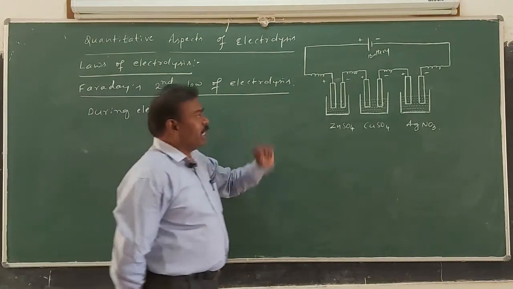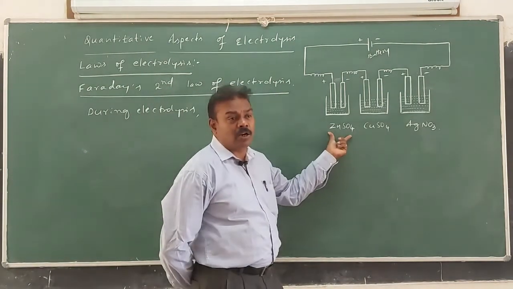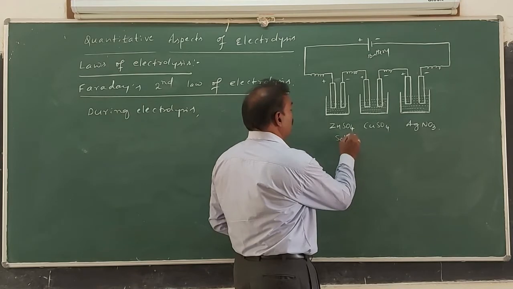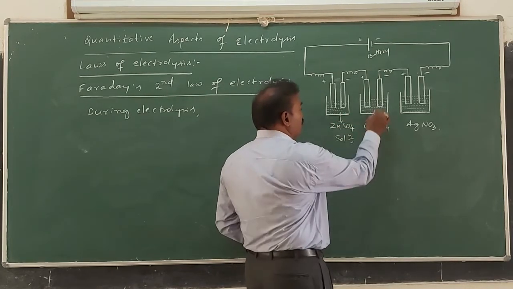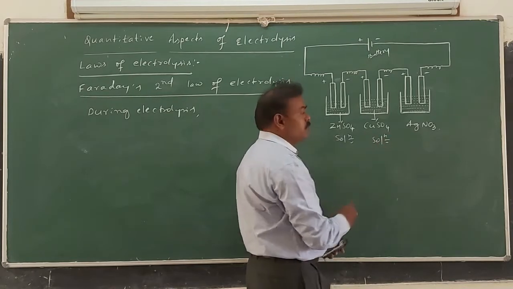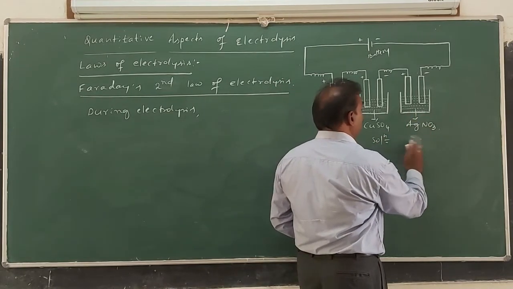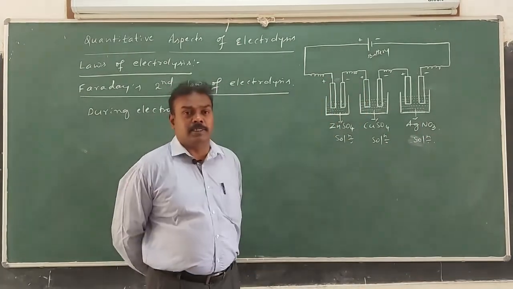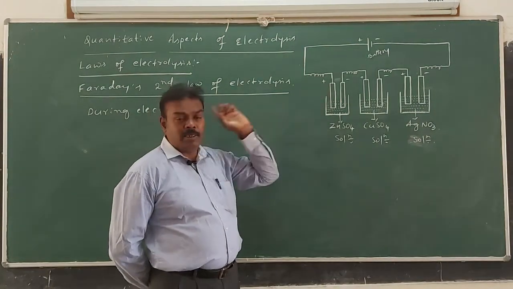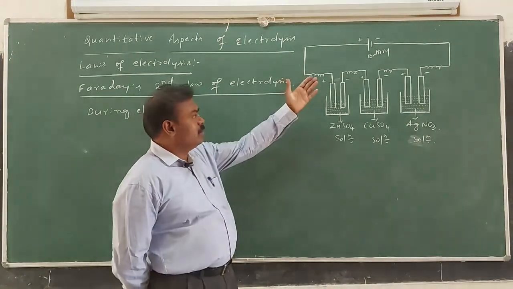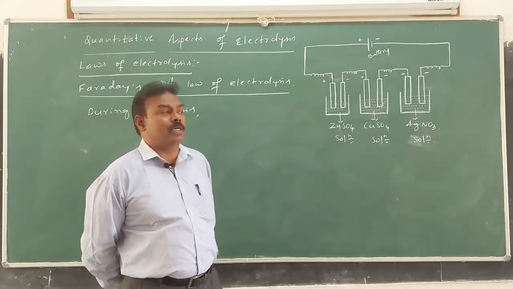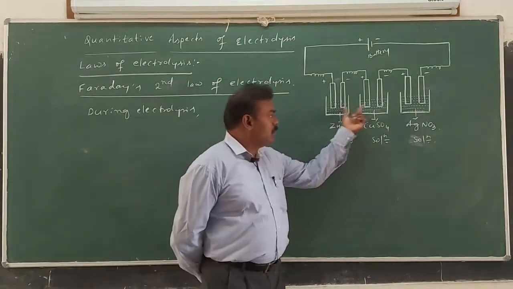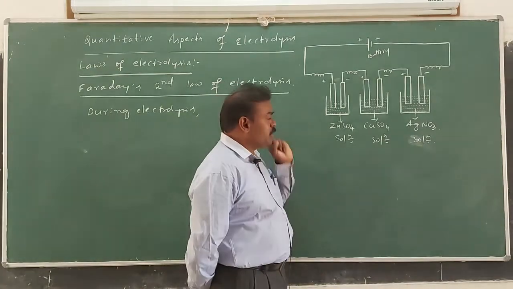Here in this diagram, there are different electrolytic solutions: a zinc sulfate solution, a copper sulfate solution, and a silver nitrate solution. The 3 solutions are connected in series, and these solutions are connected to the battery, or it may be an electrochemical cell or galvanic cell. When you pass electricity through these solutions, how will the substance be deposited?